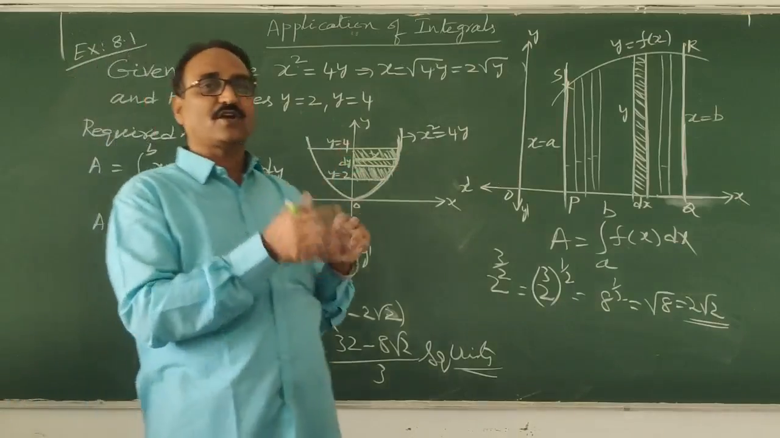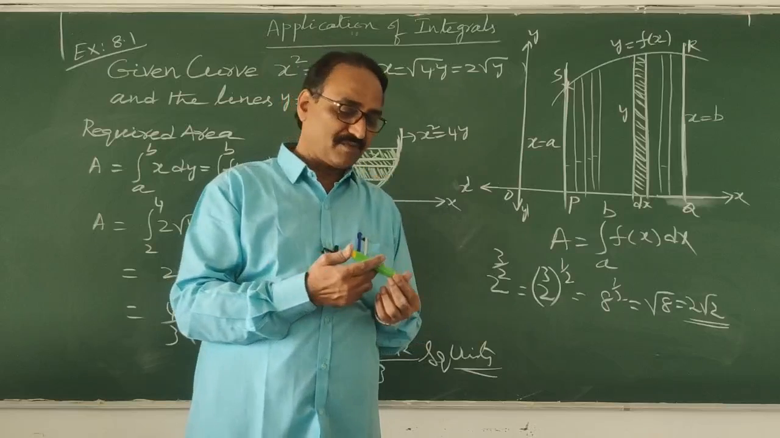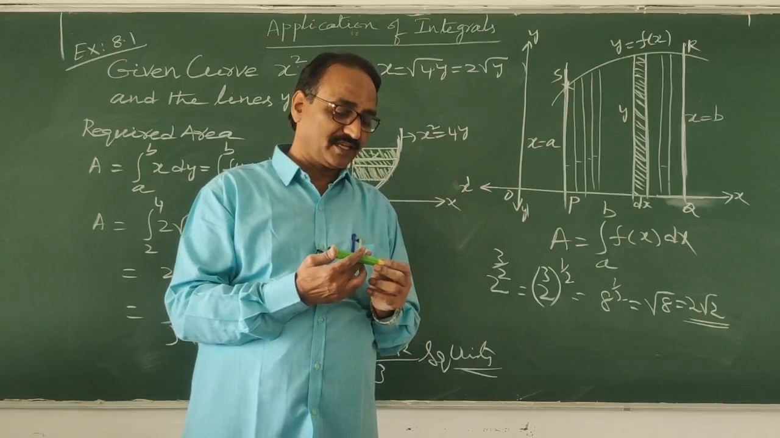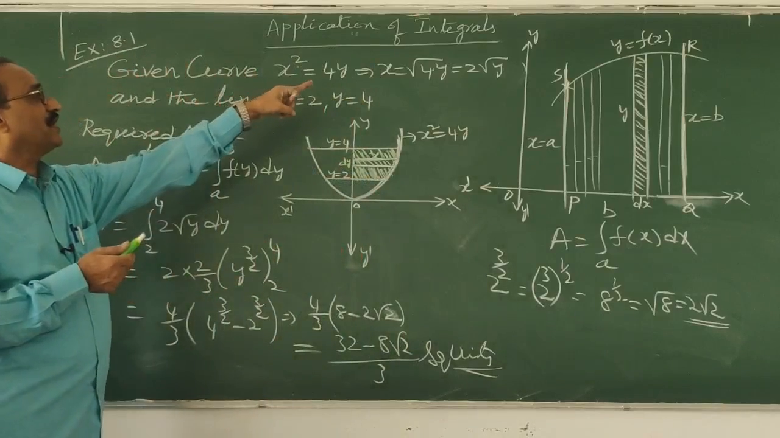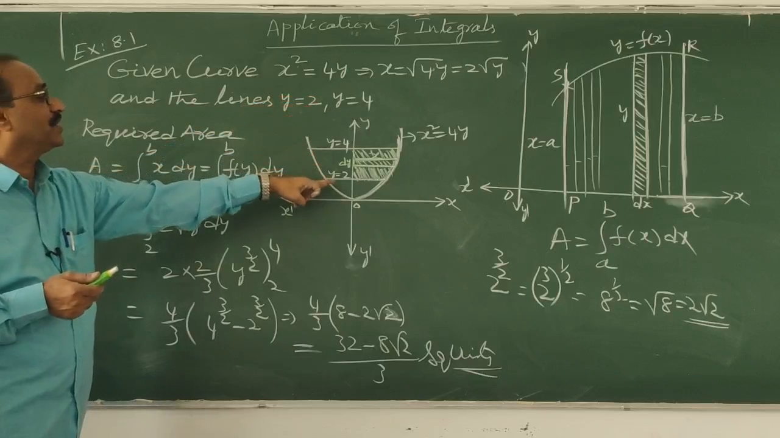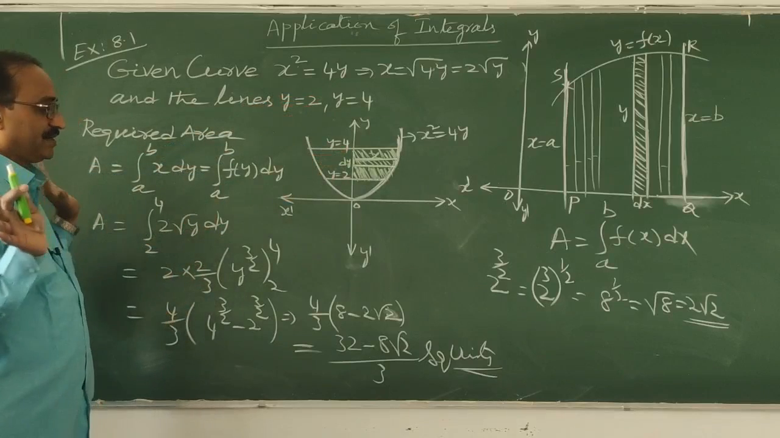So it depends on your problem. Then the integration is the same only. There is nothing changed in this. Okay. I think you have now understood. x square is equal to 4y, x is equal to root 4y. 2 to 4, here 2 to 4. I have written. I got it.